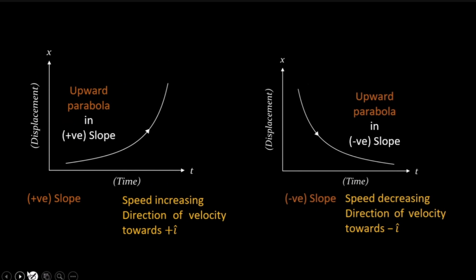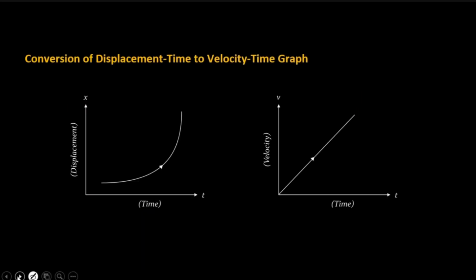Then there is another type of graph also. If it is going upward, it means again speed is increasing. If it is going downward, again we can say speed is decreasing. A few more things. How can we convert a displacement time graph to a velocity time graph? This is a very simple thing. Here we have seen that such a graph is representing that velocity is increasing, and we also know that acceleration is going to be constant. So if acceleration is constant and velocity is increasing, if we draw the velocity time graph, we'll simply draw a straight line.